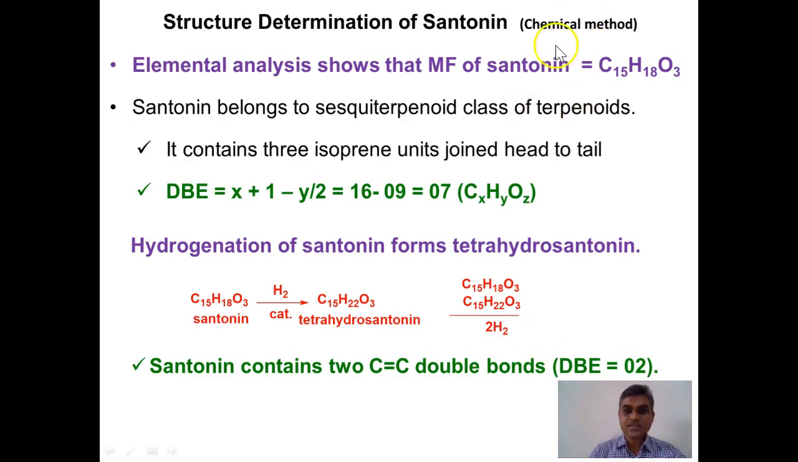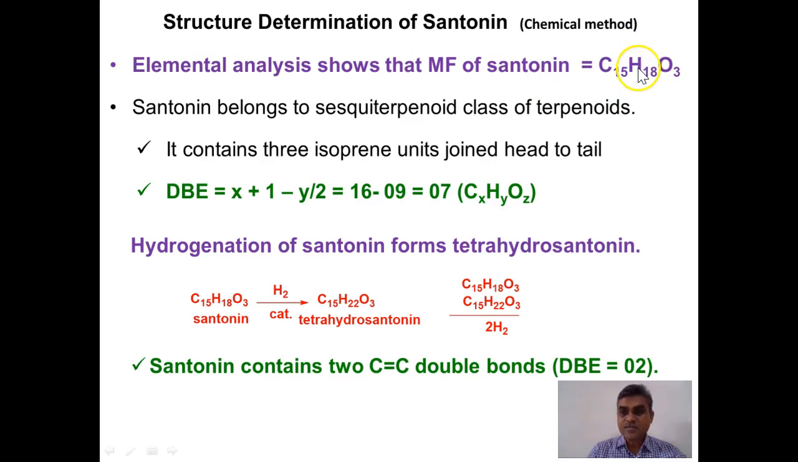Now let us discuss the structure of Santonin on the basis of chemical methods of analysis. Earlier, the chemists did not have sophisticated tools, and therefore they reached the structure of Santonin on the basis of chemical methods of analysis. First of all, scientists carried out the estimations of carbon as well as hydrogen, and from these they reached the molecular formula of Santonin, which was found to be C15H18O3.